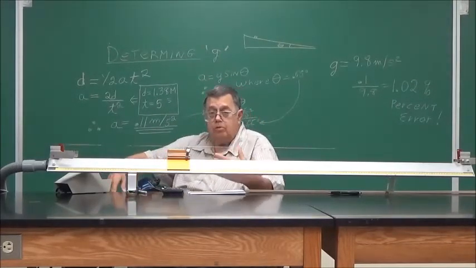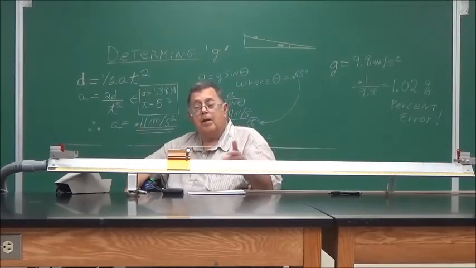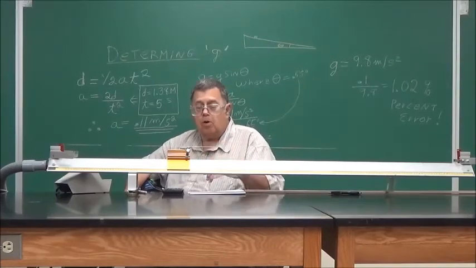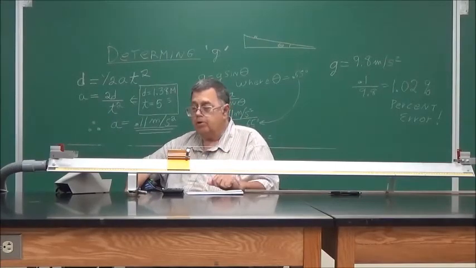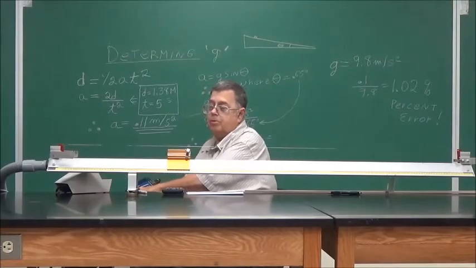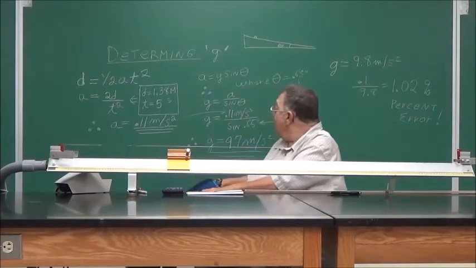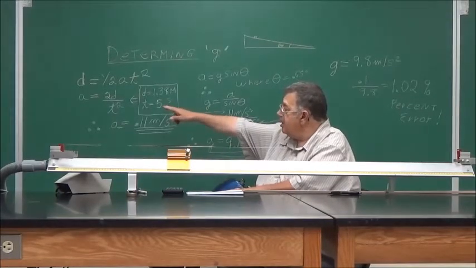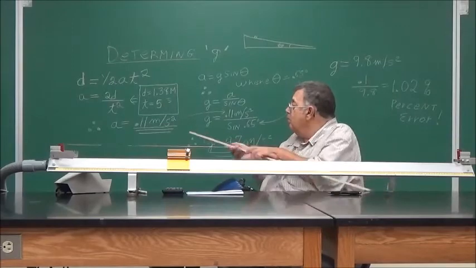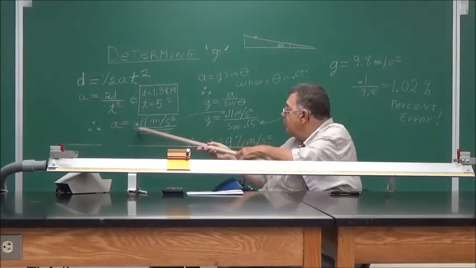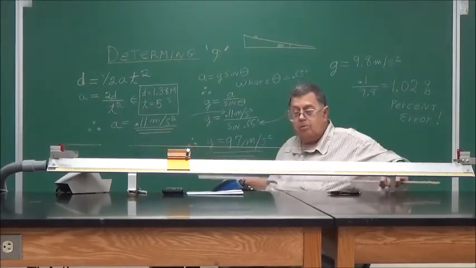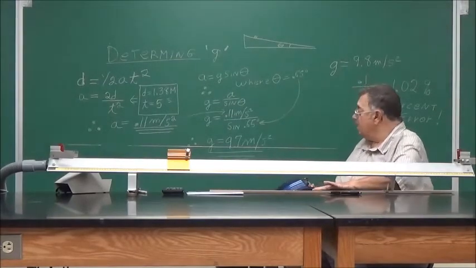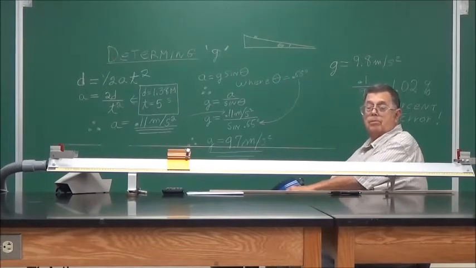Now, if you're actually doing this experiment, you should take at least 5 readings, timings, and average them together to get more close to what it should be. So your accuracy would be improved by doing that. Now, what did we get? Well, 5 seconds. If we substitute that into that equation, then we would get a equals 0.11 meters per second squared. Now, that's how fast the air puck traveled downhill.